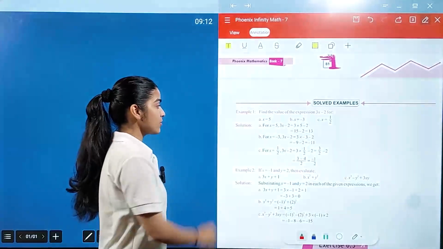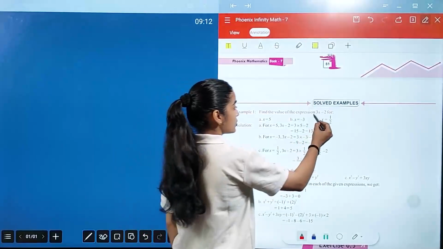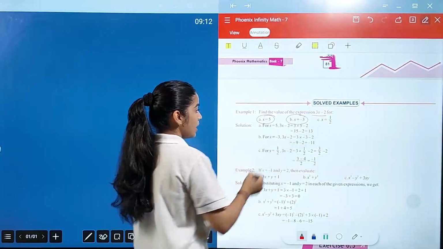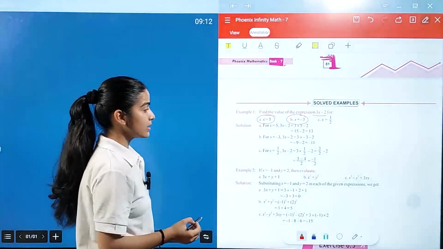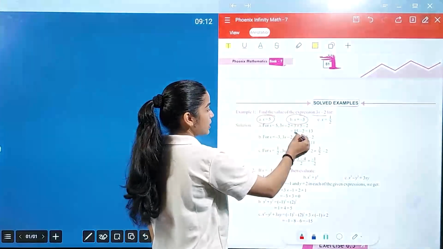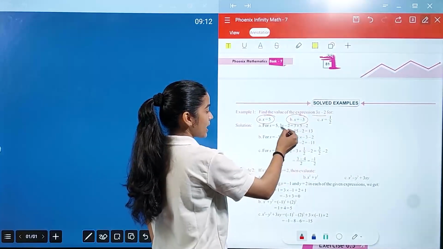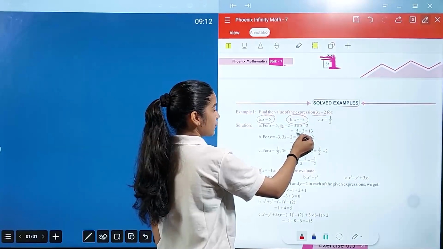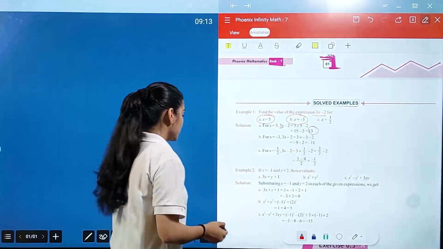So the same procedure you have to do here. This is your expression, 3x minus 2, and you have to put these values into that. So if I have 3x minus 2, it means 3 multiplied by 5, where I have x, I have to take that, and minus 2. So 15 minus 2 is 13. You just have to do that.